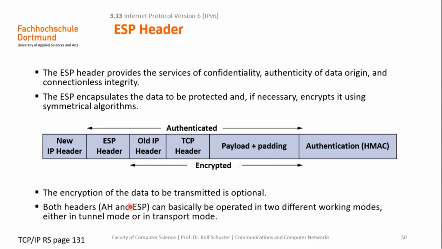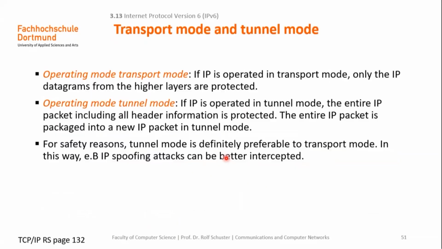Both headers, AH and ESP, can basically be operated in two different working modes, either tunnel mode or transport mode. And this is typically a tunnel mode, but we will see the difference between the two modes. The operating mode, transport mode: if IP is operated in transport mode, only the IP datagrams from the higher layers are protected. That is, only the payload of the IP datagram.